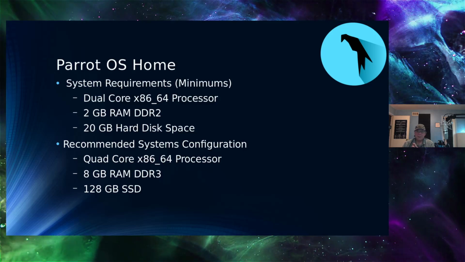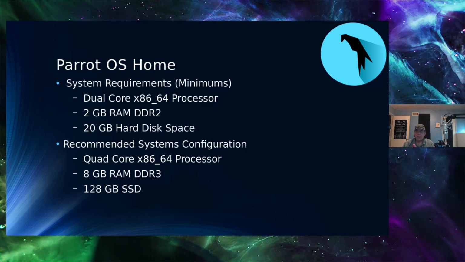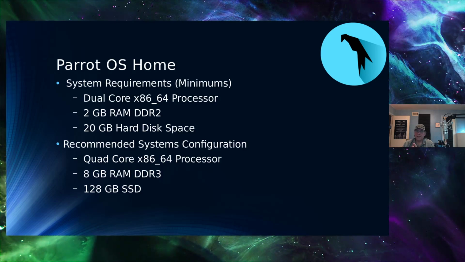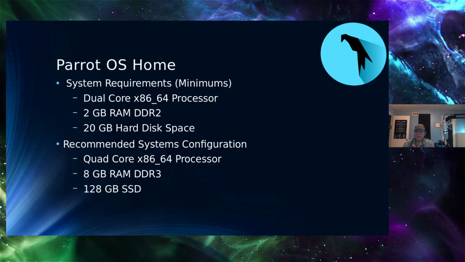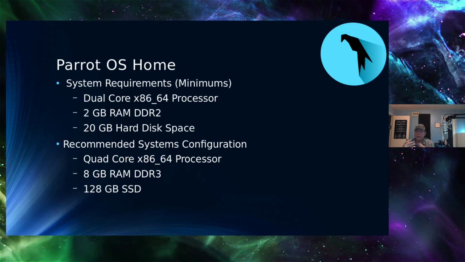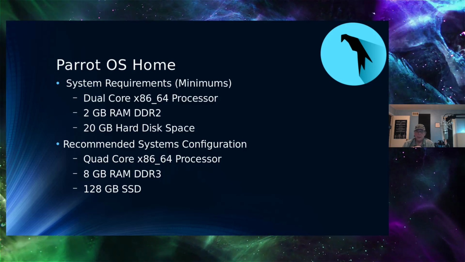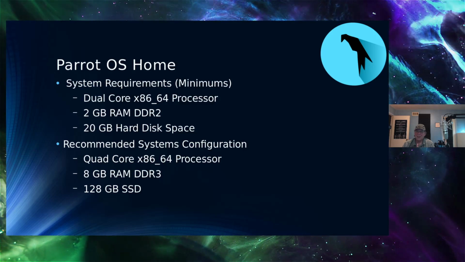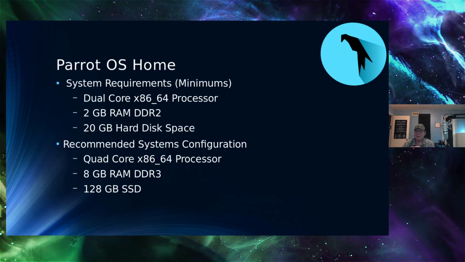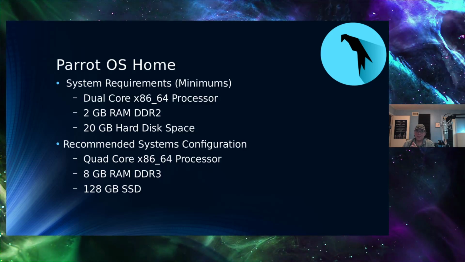So the recommended system configuration is quad-core x86 64 again, 8 gig of RAM, DDR3, and a 128 gigabyte SSD. Now, I think that's really not more for Home, but rather more for the security version because of all the tooling and the files and the storage that it needs. But I don't think you'll need that much if you're using this as a daily driver. I rather doubt that you would need that much.